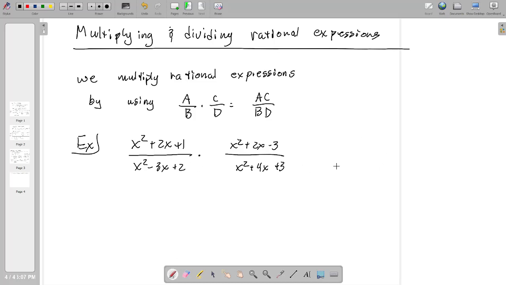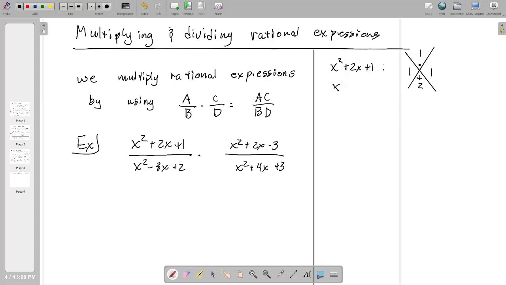So let's start with x squared plus 2x plus 1. You might actually recognize this, and if you do, you can go straight to the end. If you don't, then we want to factor it using our normal factorization process, which will be two numbers that multiply to 1 and add to 2. And that will, of course, be 1 and 1. 1 times 1 is 1, and 1 plus 1 is 2. So we get x plus 1 times x plus 1, or x plus 1 squared.